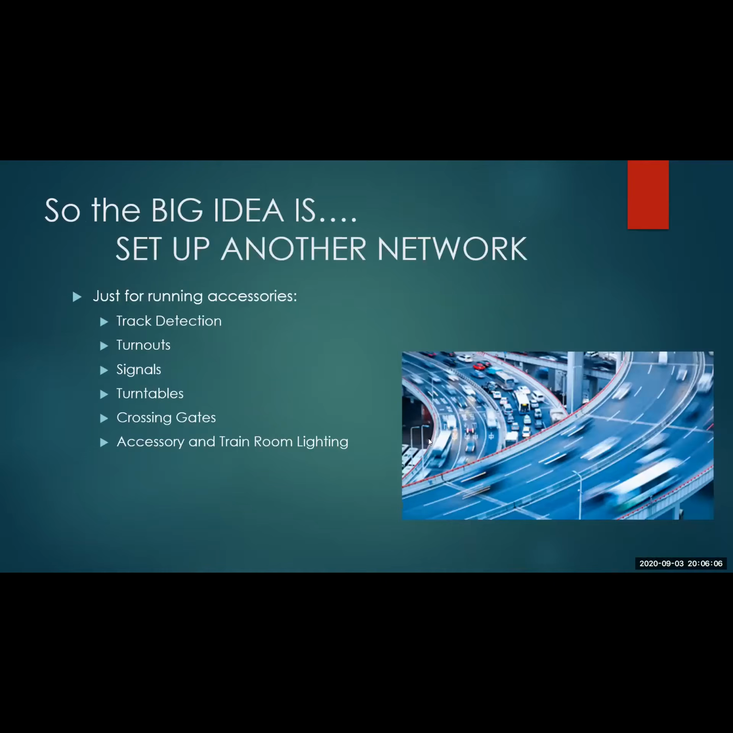All right, so here's the big idea. The whole thought on layout command control is: just set up another network, another data highway just for running your accessories. So that's your track detection, your turnouts, your signals, anything else that you might have there. I've got a picture here: you've got one highway for your train control, and you've got another highway for all your accessories. So that's the idea.